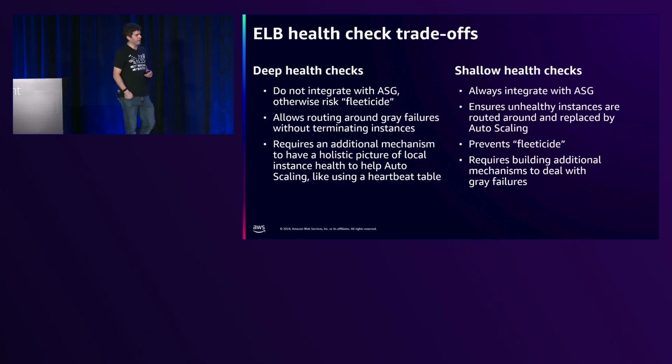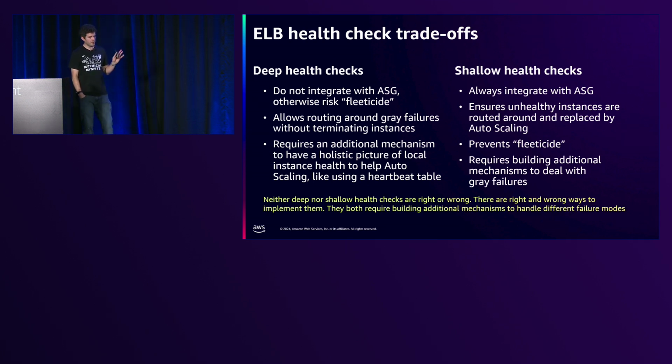For shallow health checks, it's easy to integrate those with autoscaling groups, but it requires you to build an additional mechanism to handle gray failures. So all those dependency issues where gray failures can happen. If you're going to implement shallow health checks, it means you need to take a more separate approach from the ELB's built-in health check routing capabilities: implement your own thing for detecting when gray failures are occurring and taking instances out of service through automation that you've built.